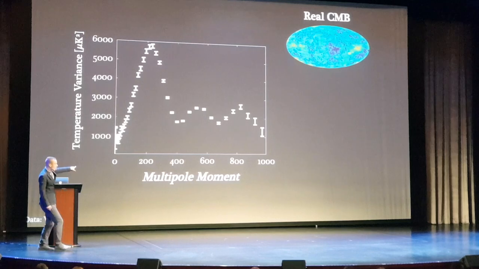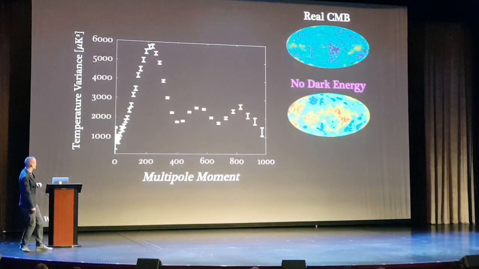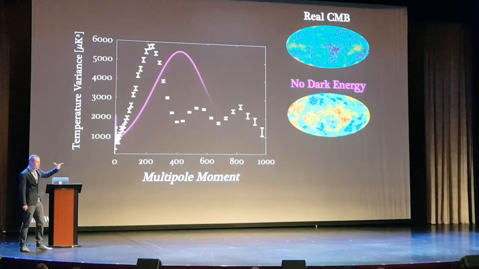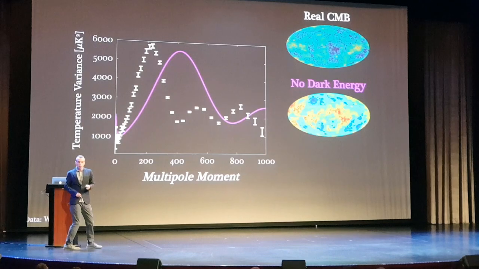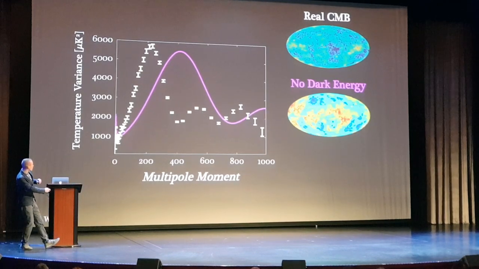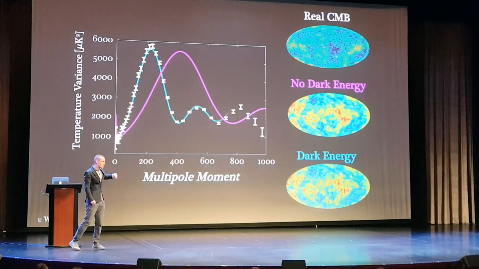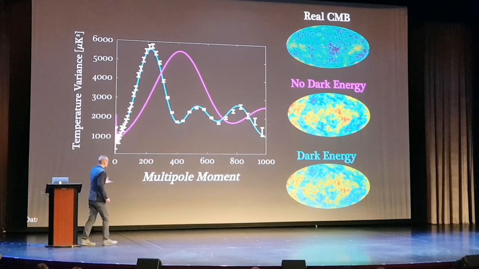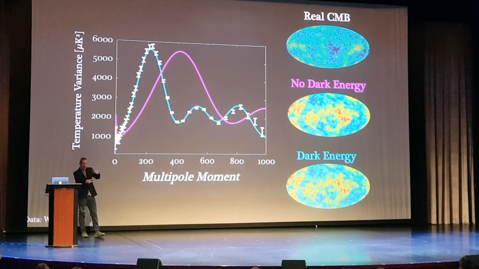So what does this look like in that universe that doesn't have any dark energy? It actually looks like this. So you can see it looks different to those observed harmonics. And what about in a universe that does have dark energy? If we get the mixture just right, we can actually fit the data very well. And this is exactly how we use the cosmic microwave background to figure out the ingredients that we need to get back to the universe that we observe.